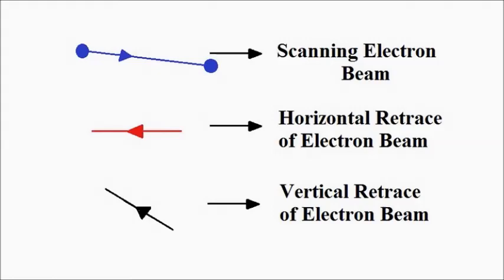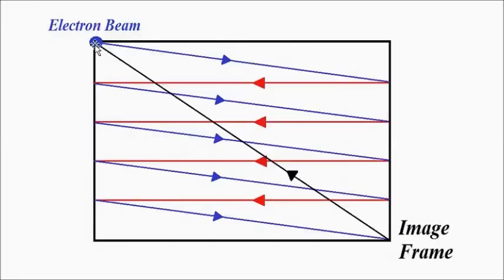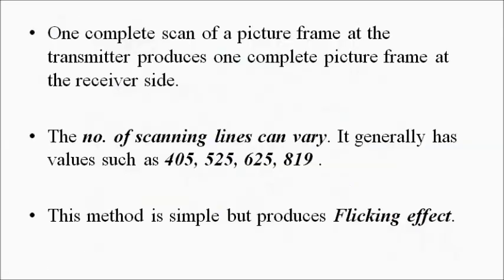Now when one complete frame is scanned, from the extreme left at the top to the bottom right, that corresponds to one complete image being scanned by the transmitter, and that sends that one complete frame to the receiver. And it is done so fast that it appears as if there is no gap in between them.